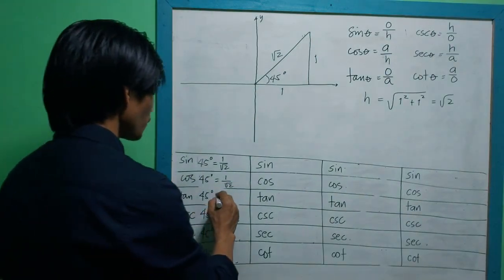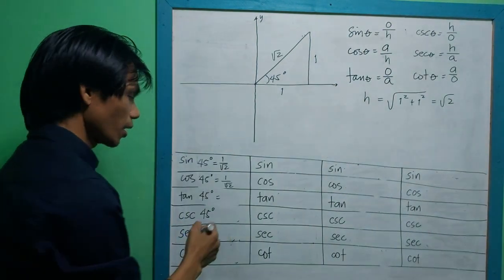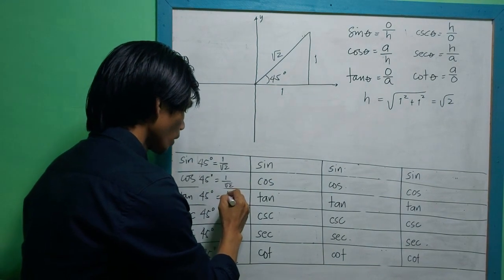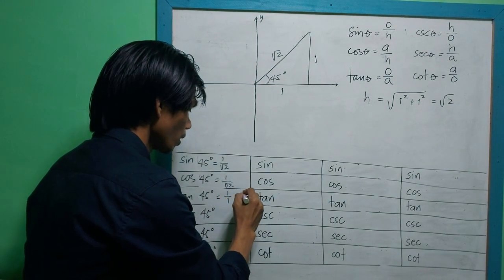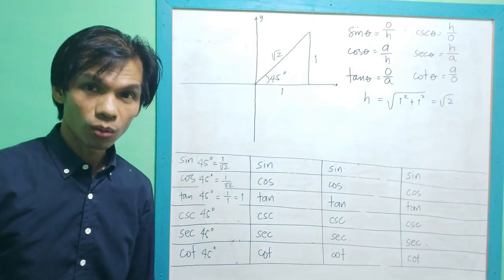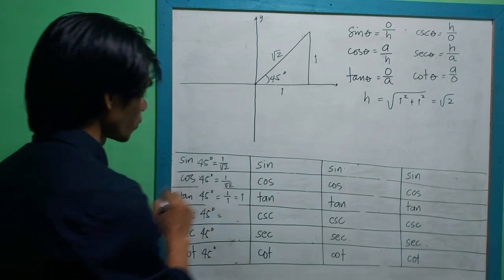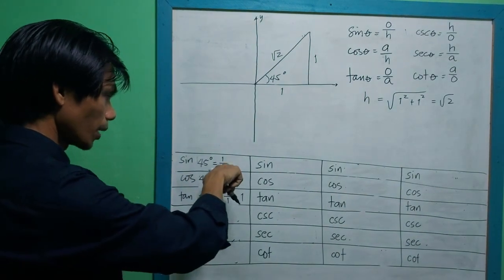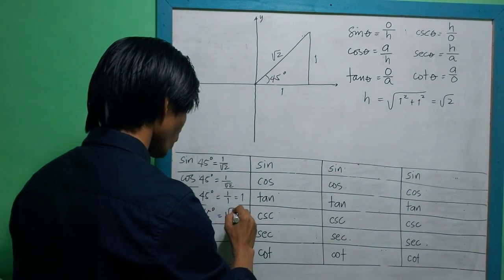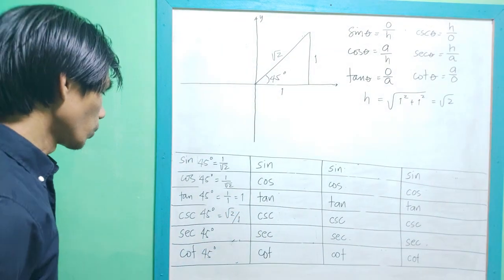Tangent of 45. Ang tangent is opposite over adjacent. And that is 1 over 1 or simply 1. Kahit i-calculator mo, tangent of 45 is 1. Okay? And then cosecant of 45. What is cosecant of 45? Pagbabaliktarin mo lang yan. And that is square root of 2 over 1. Or simply square root of 2.